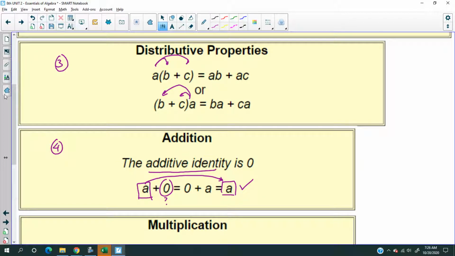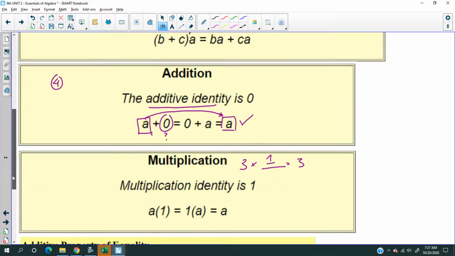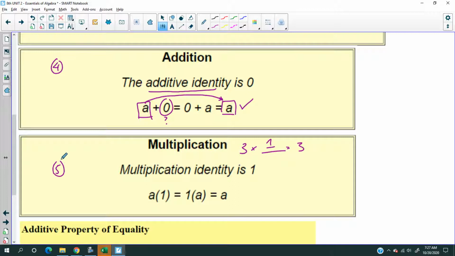Now, think about that. What is the multiplicative identity then, if that's the case? So in other words, not 0. What number? Let's say we have the number 3. 3 times what will give you back 3? Yeah, 1. So that's the multiplicative identity. I guess there are 5 properties then. All right, so yep, that's number 5.